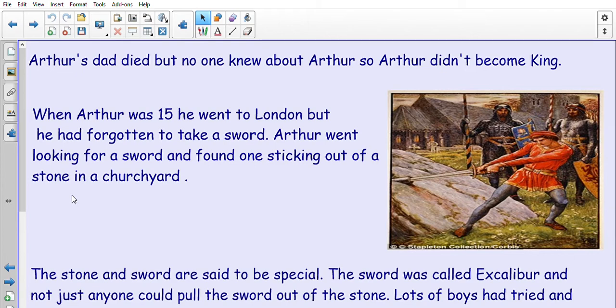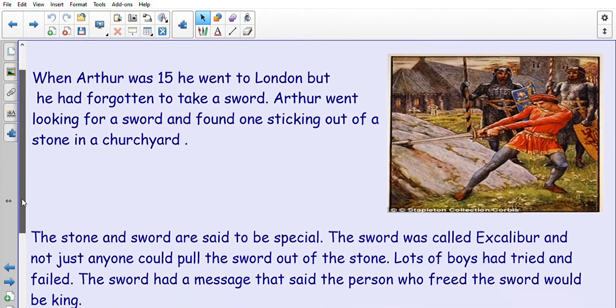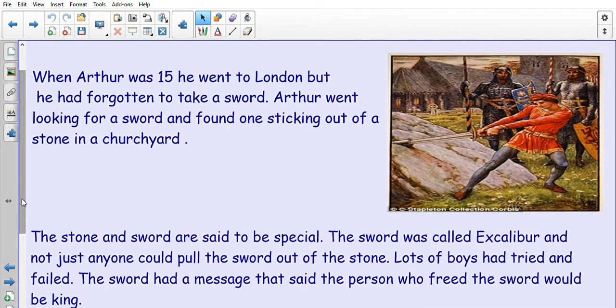Arthur went looking for a sword and he found one sticking out of a stone in a churchyard. So this is the sword sticking out of the stone. The sword and the stone are said to be special. The sword was called Excalibur, and not just anyone could pull the sword out of the stone. So the sword had been in the stone for a long time and nobody else could pull the sword out.